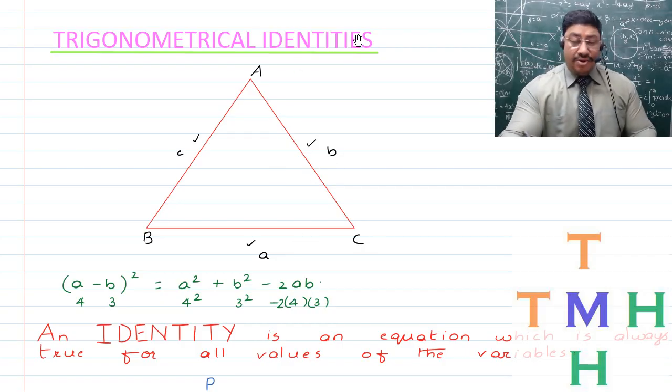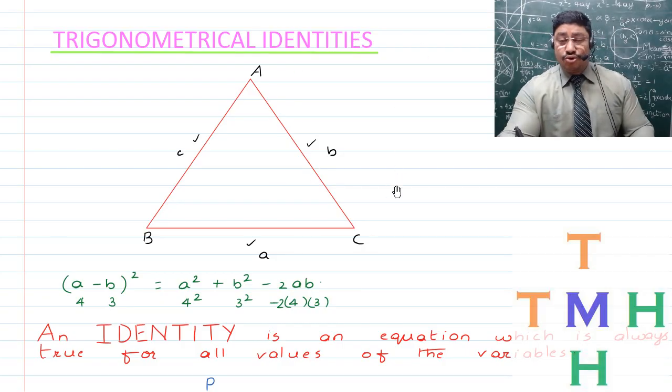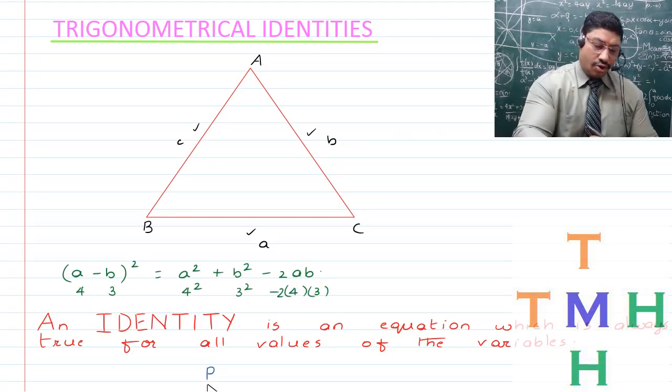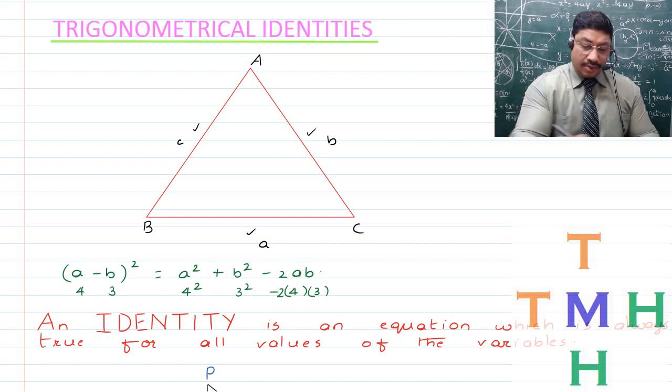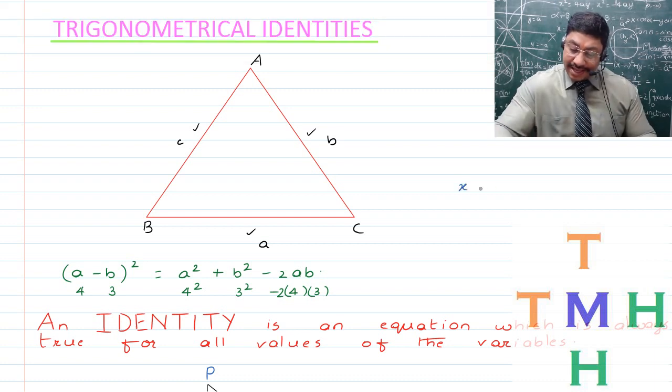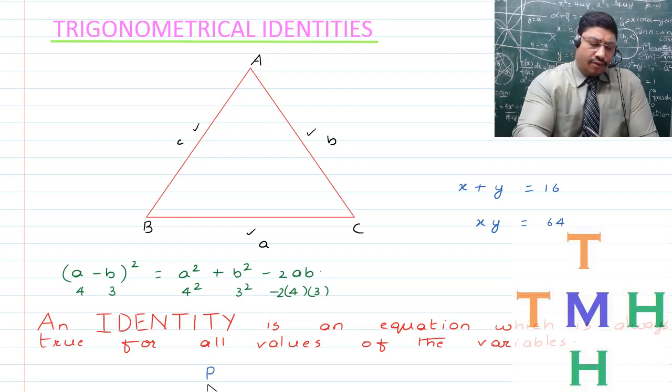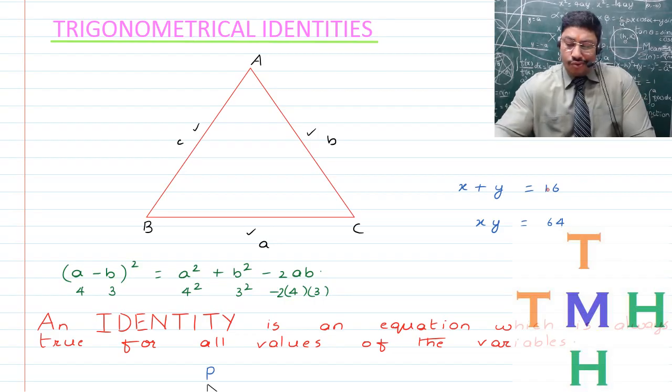Now, whenever we talk about identities, you have to remember that these are those equations which are true for any value of the variable. For that matter, if say we talk about an equation which is something like this, that is x plus y is equal to 16 and xy is equal to 64, right? So here you find that this will come out to be true for a specific value of x and y.